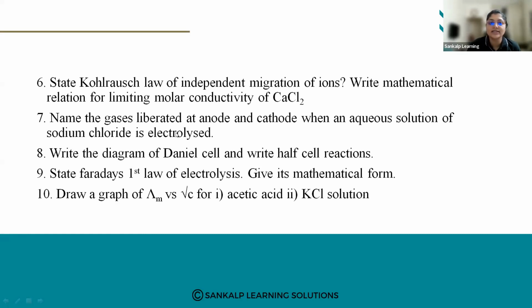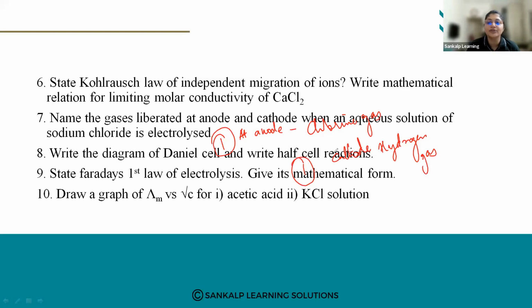So which are the gases which are liberated at anode and cathode? At anode, chlorine gas is liberated. And at cathode, hydrogen gas is liberated. If you write the gas at anode properly, you get 1 mark for that. And at cathode, if you write hydrogen gas properly, you get another mark. Like this. Fine.